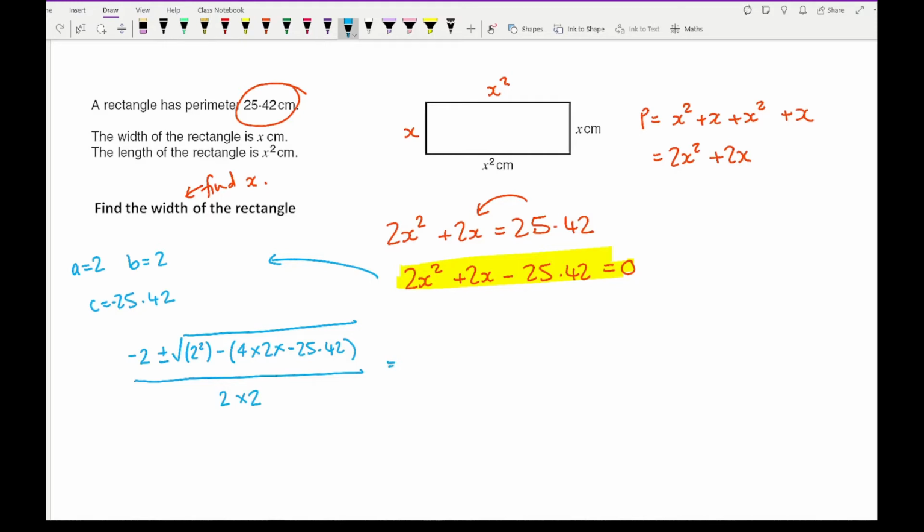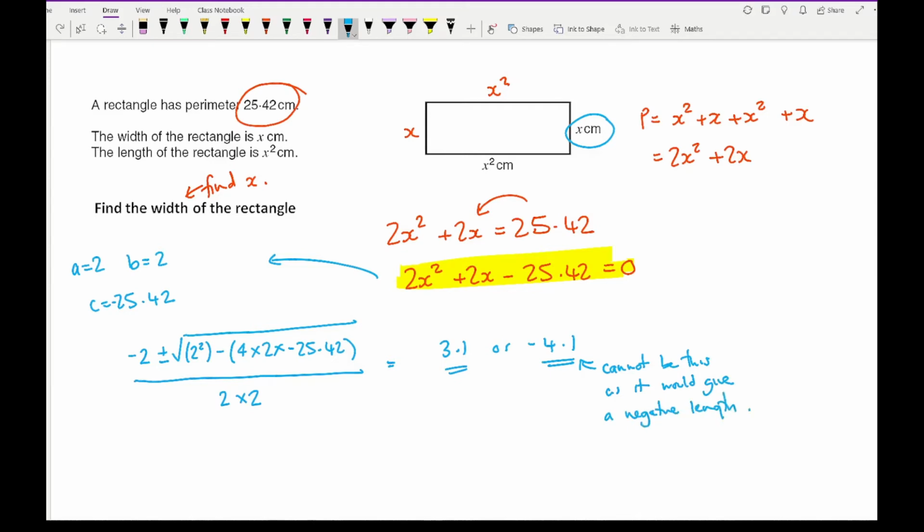Now if I type that all into my calculator, let's have a look at what I get. I get a solution of 3.1 or minus 4.1. So these are my two solutions. Now in terms of this, which one looks more realistic? Well, because x is the width, it cannot be this one, as it would give a negative length.